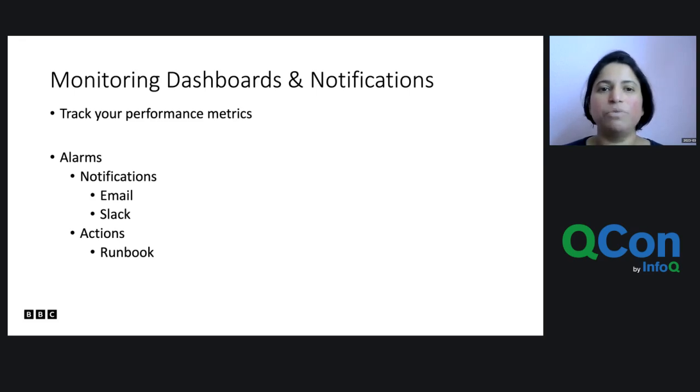In addition to the dashboards, we also have alarms and notifications in the form of emails and Slack. And of course, if these alarms get fired, we have well-defined actions mentioned in our runbook. So there's no time lost in trying to understand what is the next step. We know exactly what needs to be done. And hence the fix is much quicker.